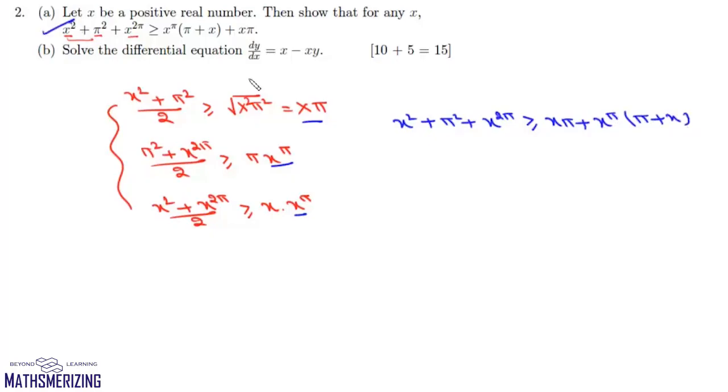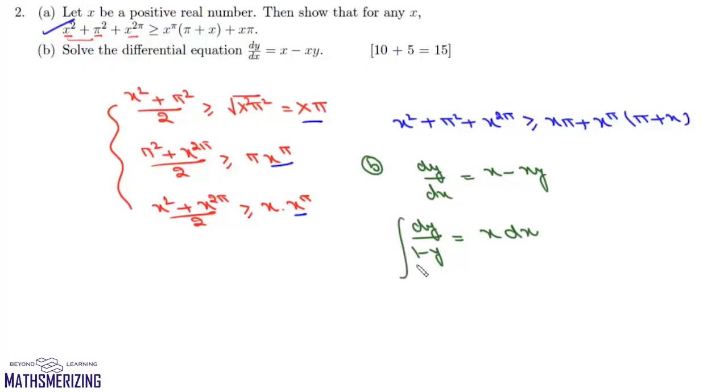Now the second part is solve this differential equation. So we are given this differential equation, which is dy by dx equal to x minus xy. Now we can write this as dy upon 1 minus y, and it will be equal to x dx. So we have done simple variable separation.